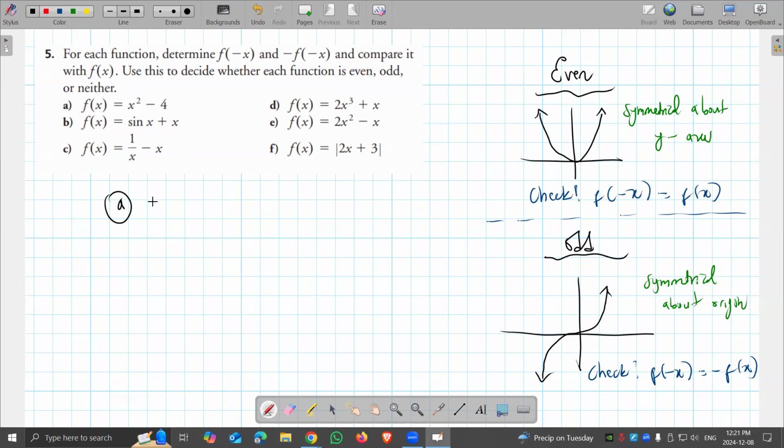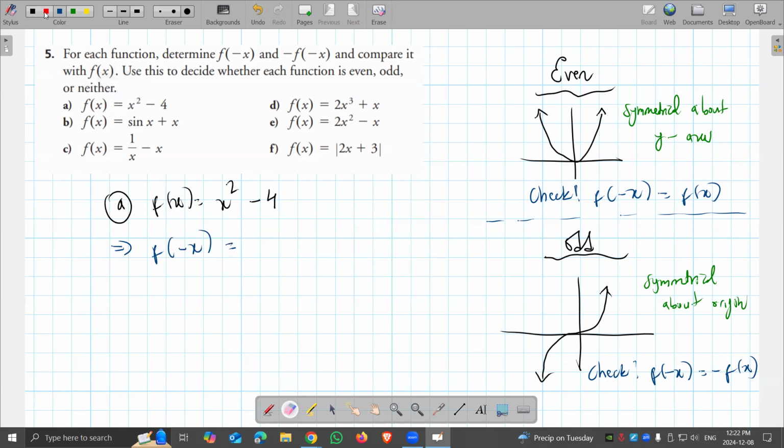So part A, they've given us f of x. F of x is x squared minus 4. So what you do is you plug in f of negative x. If f of x is x squared minus 4, what's f of negative x? Negative x squared plus 4. So like this? Is that what you meant? So that's incorrect. So let's see how this actually works.